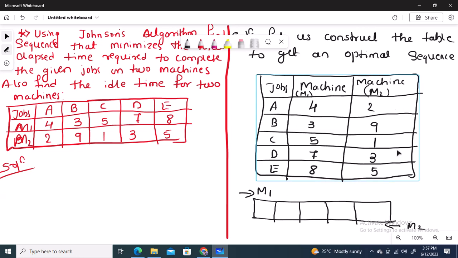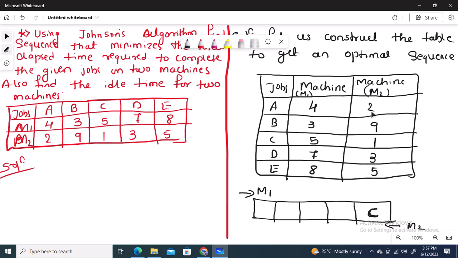What the Johnson algorithm says is that in the entire table, for machine 1 and machine 2 times, we have to find out the smallest time. Out of this, which one is the smallest time? 1 is the smallest value. And the smallest time is for which job? C. Since the smallest time is for machine 2 and the job is C, the first job for machine 2 is C. We can write it here.